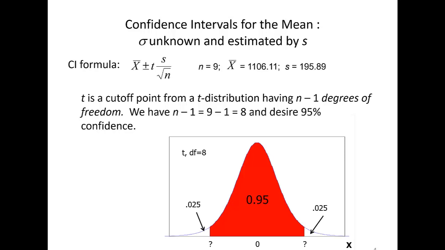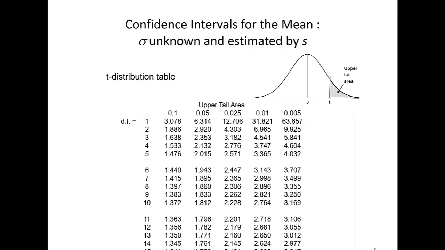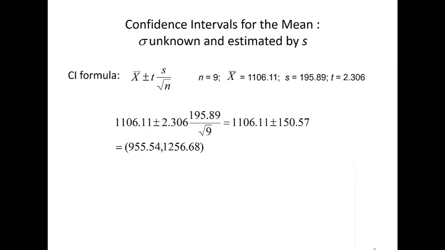Well, we have several avenues to get that number. The first one is to use what's called a t-table, and this is somewhat similar to a normal table, although it's laid out a little bit differently, because there are lots of different t-distributions. So we would go down here to 8, that's the degrees of freedom, and we know that we want our upper tail probability to be 2.5%, so that takes us to that column, and we get a value of 2.306 for our t value.